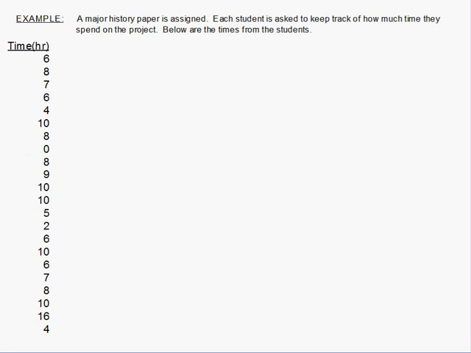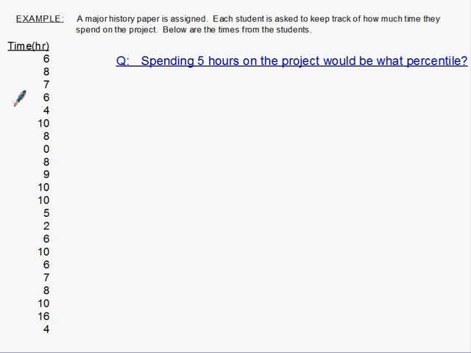Here we are. Now what we should do is ask sort of a percentile question. Spending 5 hours on the project would be what percentile? The first thing we need to do to make sense out of this is order it. All right, so let's sort ascending. I put these into L1. So the question is, 5 hours.